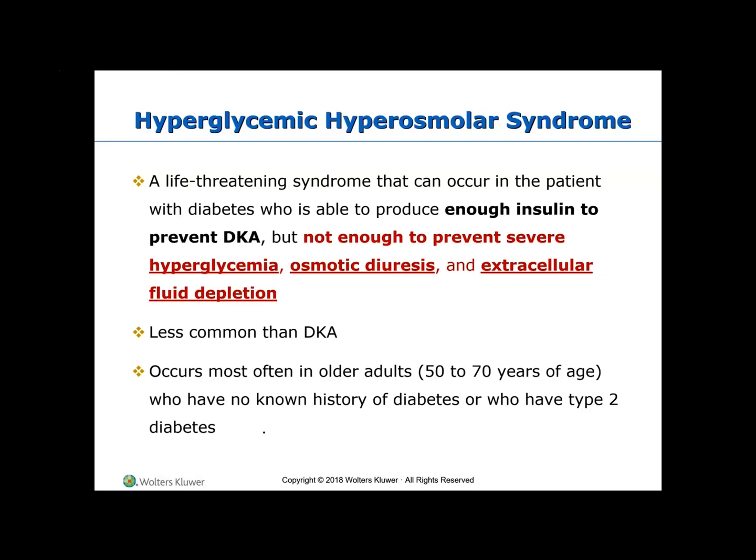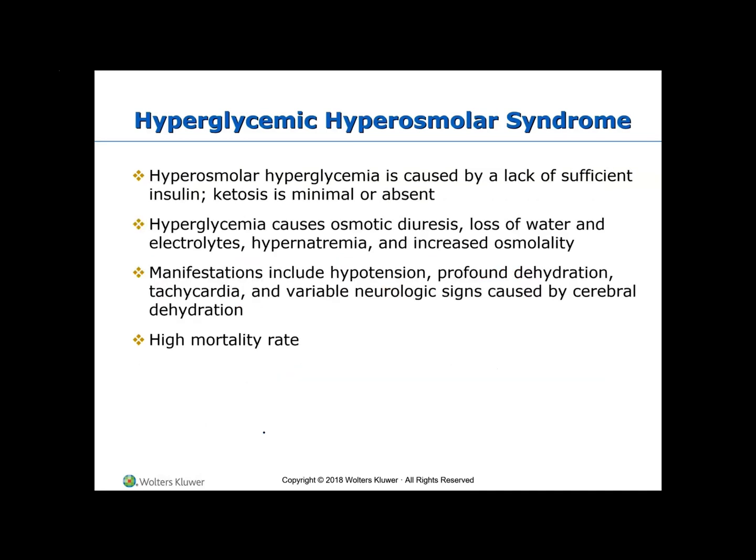It is less common than DKA. It occurs more often in adults 50 to 70 years of age who have no known history of diabetes, or who have type 2 diabetes. This is something that affects primarily type 2 diabetics. So, like I said, HHS is a lack of sufficient insulin. Ketosis is minimal or absent.